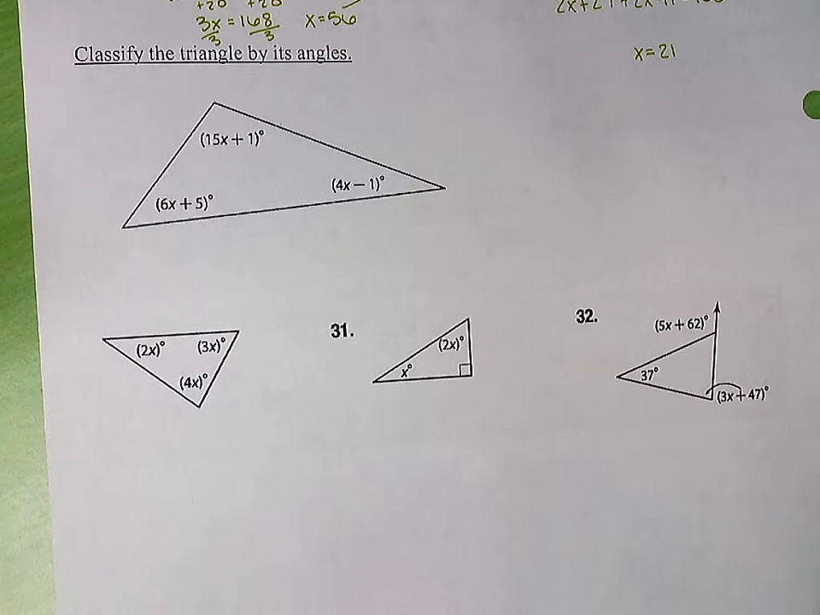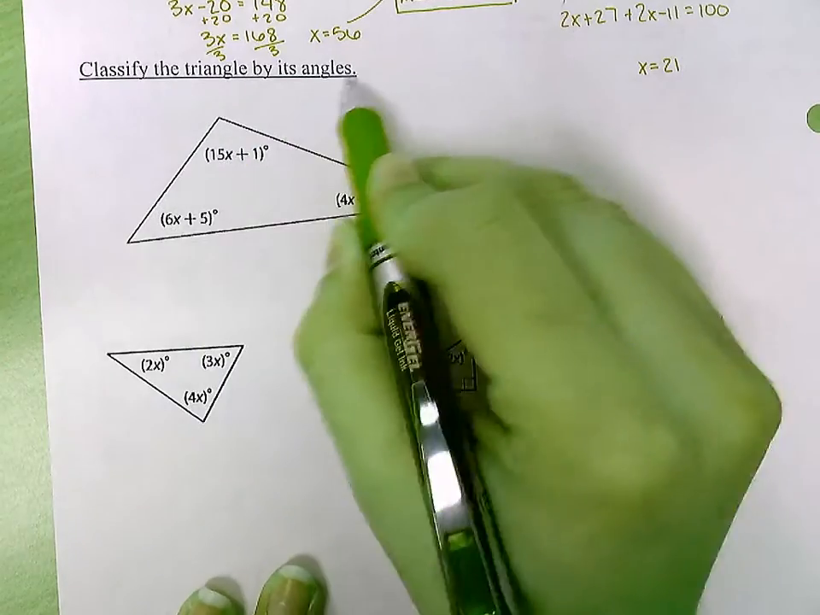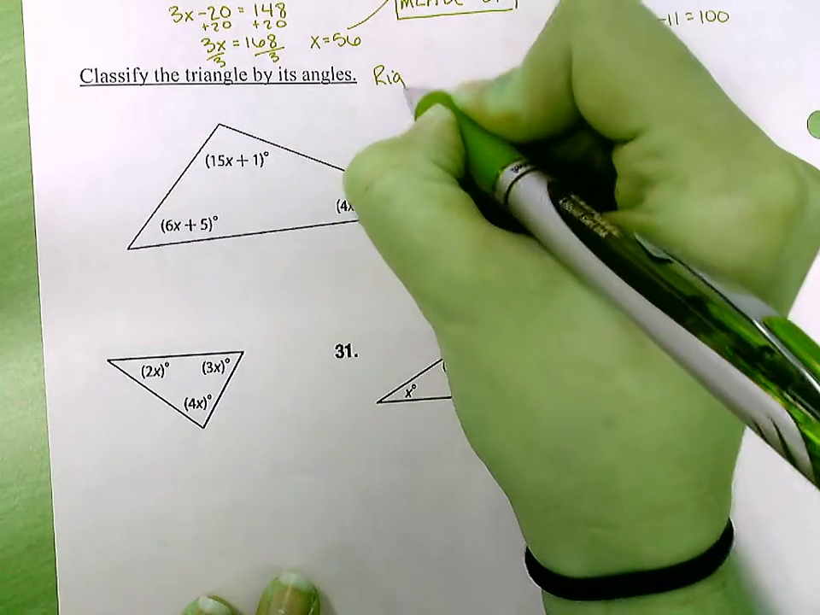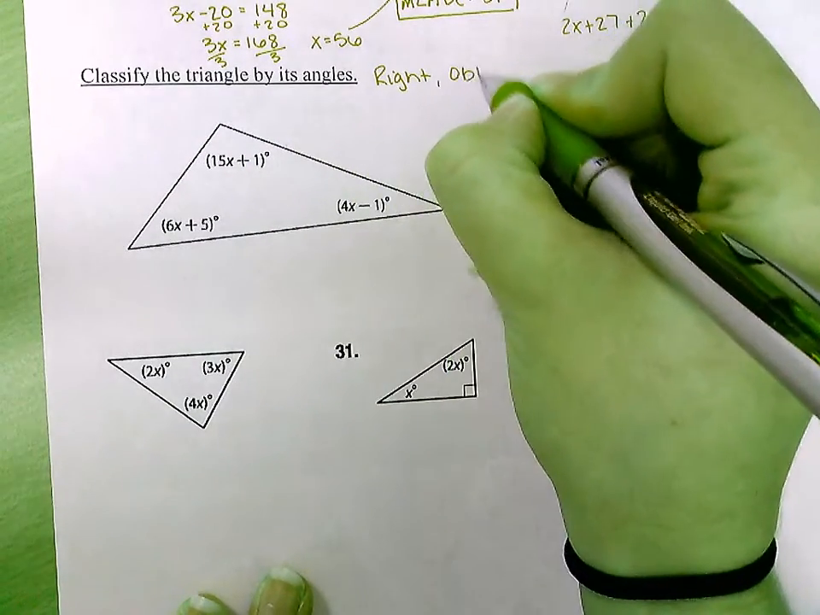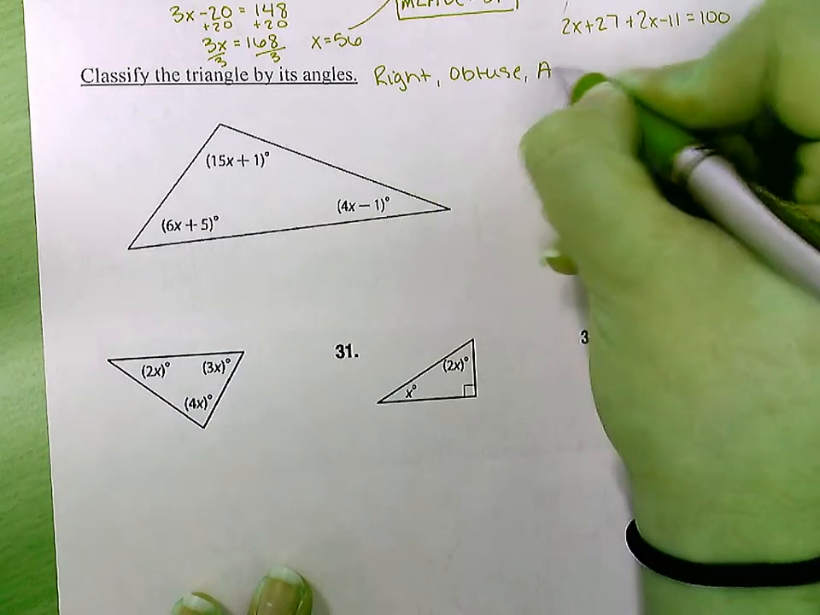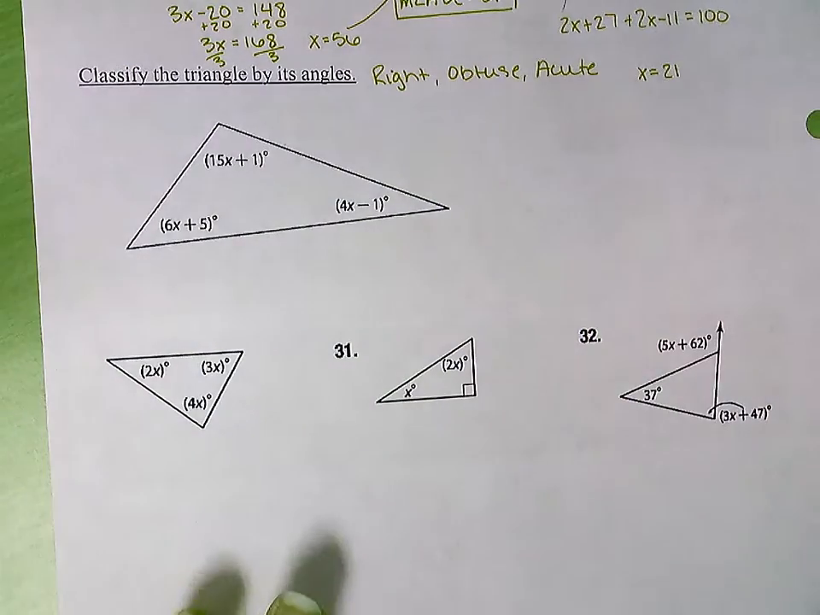So in these next problems, we want to classify the triangle by its angles. That's what we did yesterday. Is it right, obtuse, or acute? That's what it means to classify by the angles. So we want to find what those angle measures are.